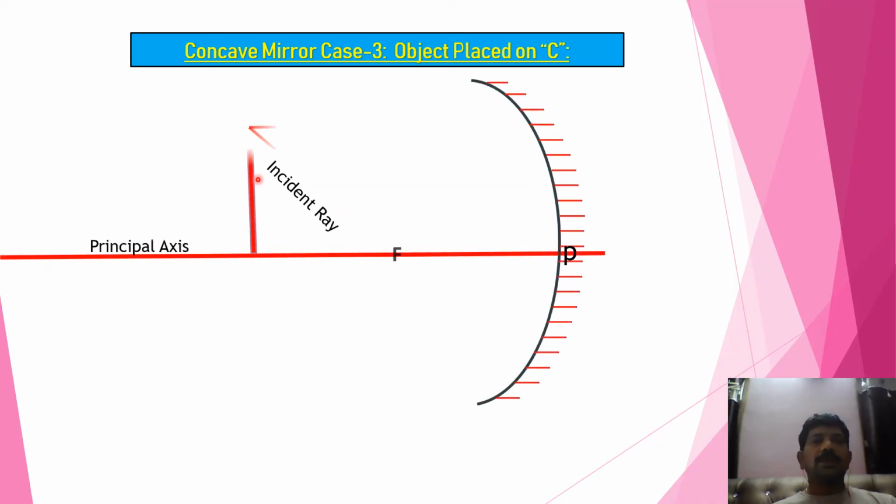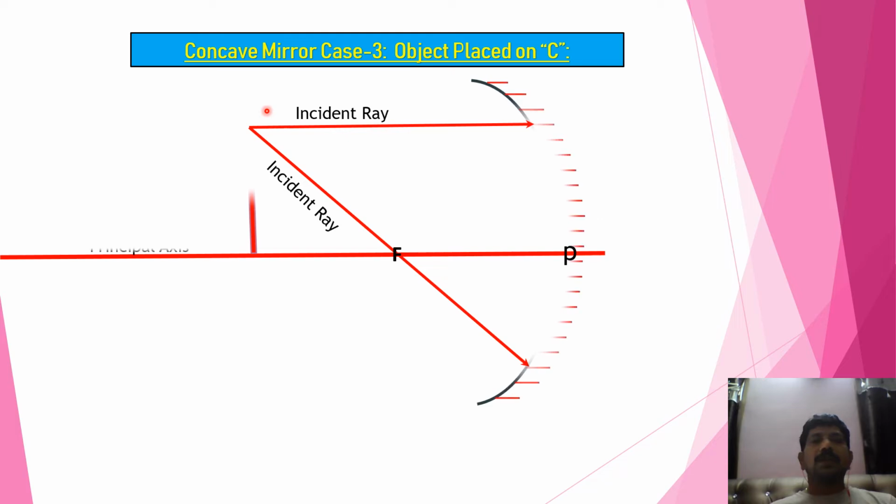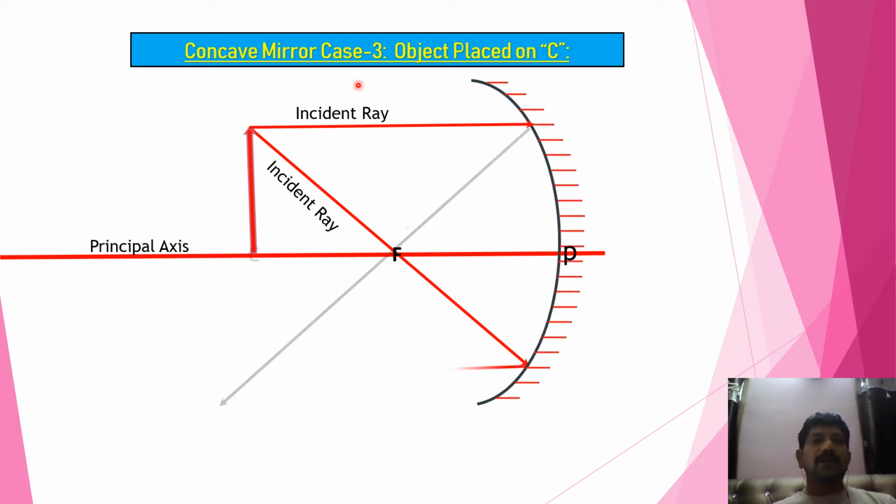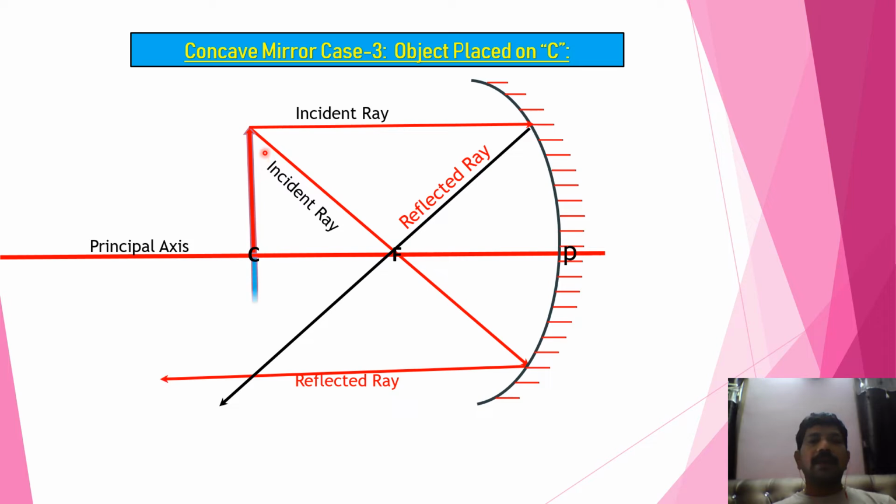Next, see this one, children. In the third case, where is the object? The object is placed exactly at the center of curvature on the principal axis. I have taken a ray parallel to the principal axis. It gets reflected and passes through the focus.